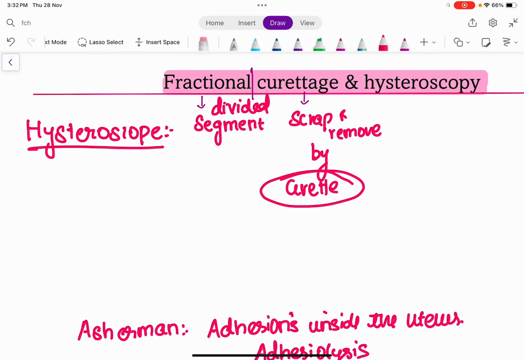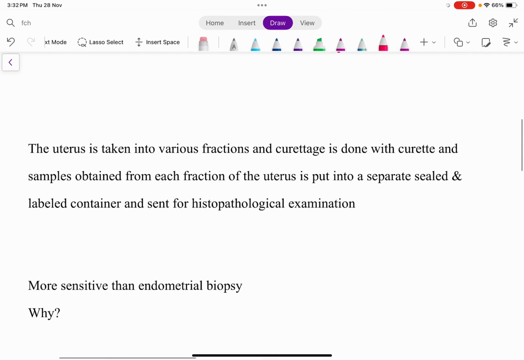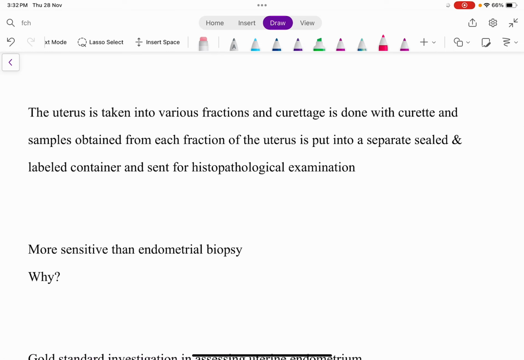But as the name suggests, as you can see here, this is the proper definition of fractional curettage and hysteroscopy. So in case it is asked in the examination, you can write this as well. The uterus is taken into various fractions. The uterus is not actually divided, but in your mind you have to divide the uterus into various fractions. Once you have divided the uterus into various fractions, with the help of the instrument curette, you are going to scrape the different fractions of the uterus.